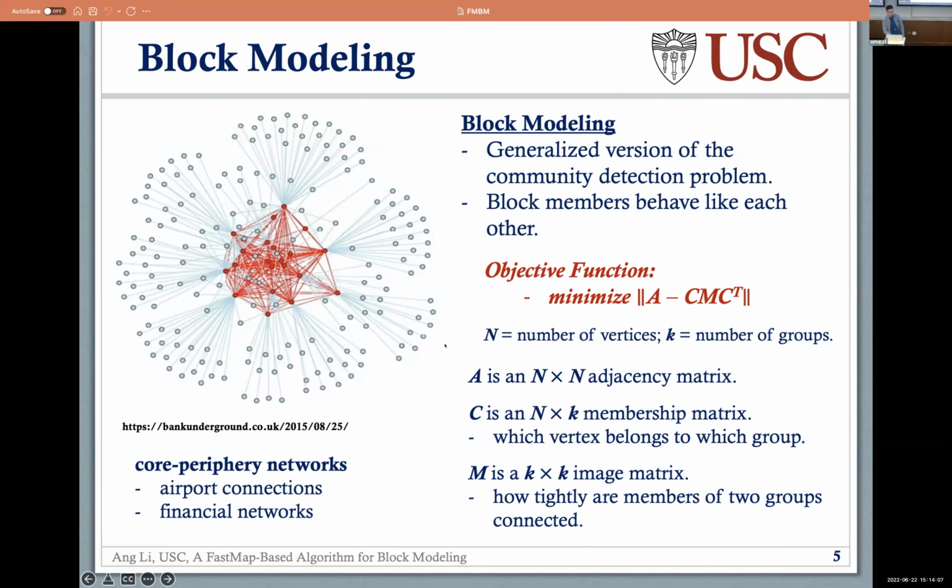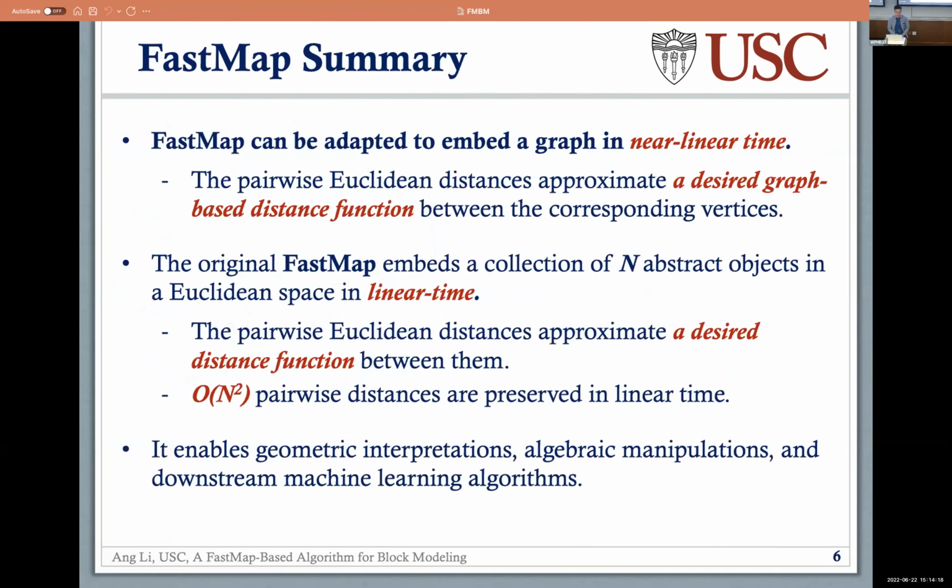For the block modeling problem, how can we avoid solving it on the graph directly? We can embed the graph into the Euclidean space first. And in our method, we propose to use FastMap to do this. In our adapted version, FastMap can be used to embed a graph in near linear time.